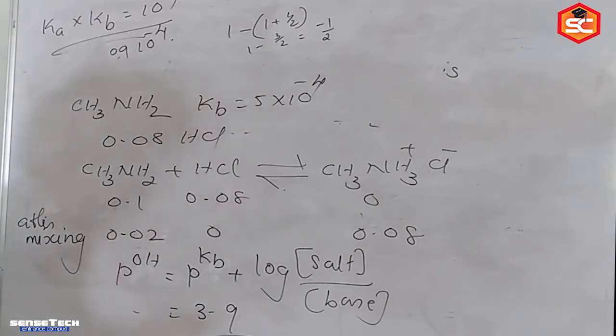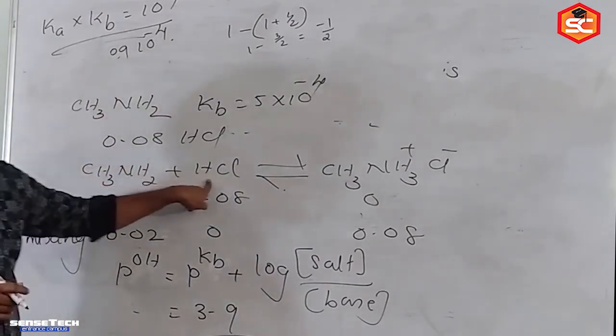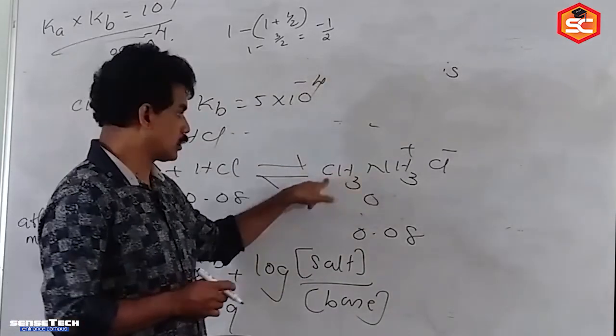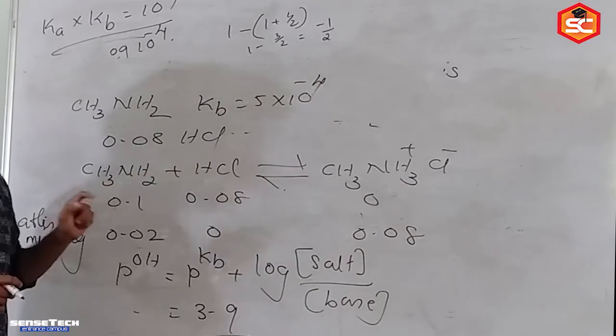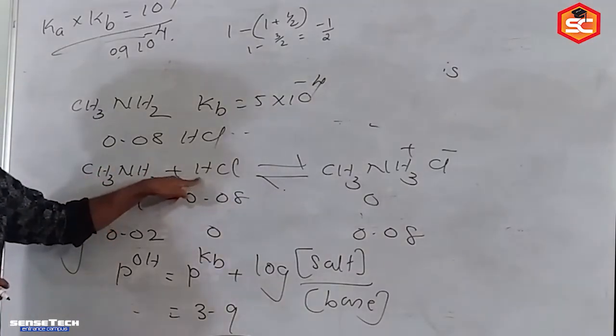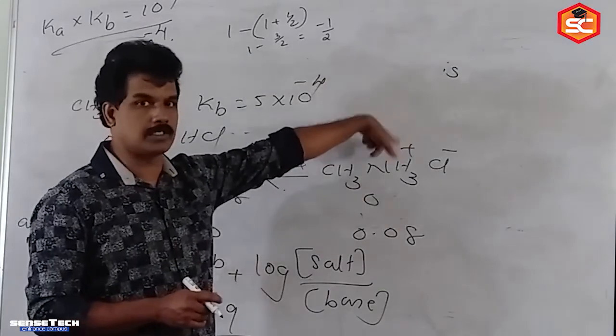Are you getting the idea now? In the question they gave the name amine. Amine is a base, plus HCl to form a salt, CH3NH3Cl. In the amine chapter also you studied this type of reaction. Aniline plus HCl is a textbook reaction. Aniline plus HCl gives aniline NH3 plus Cl minus.